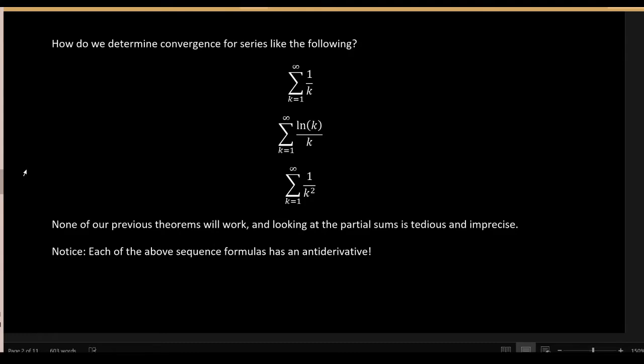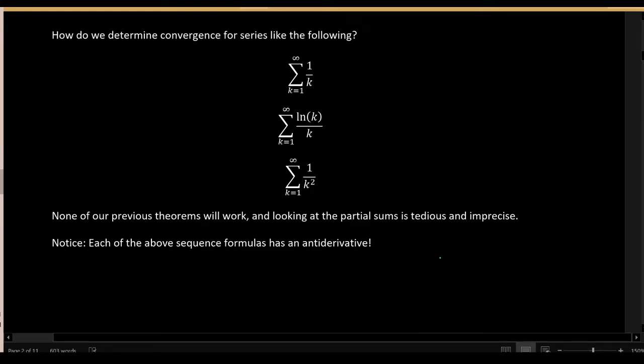So let's introduce a new test that we can use to determine whether these series converge or diverge. And the idea that we're going to use is the fact that all three of these formulas, 1 over k, natural log k over k, and 1 over k squared, all these formulas represent functions which have an antiderivative. The antiderivative of the function 1 over variable with respect to that variable is equal to the natural log of that variable, plus any constant.